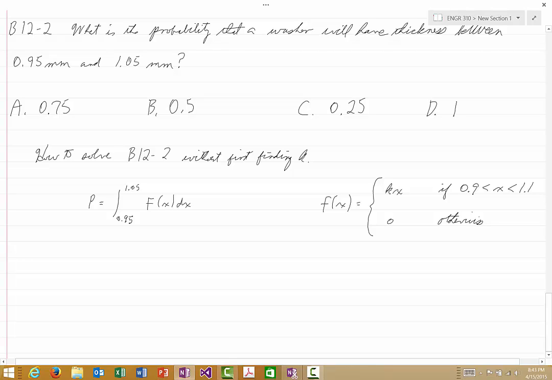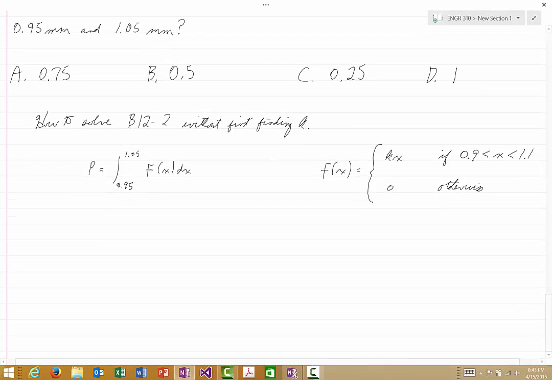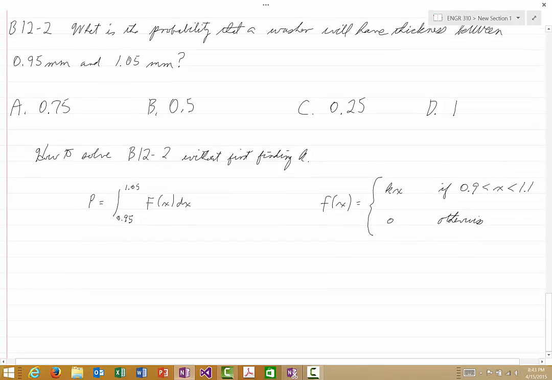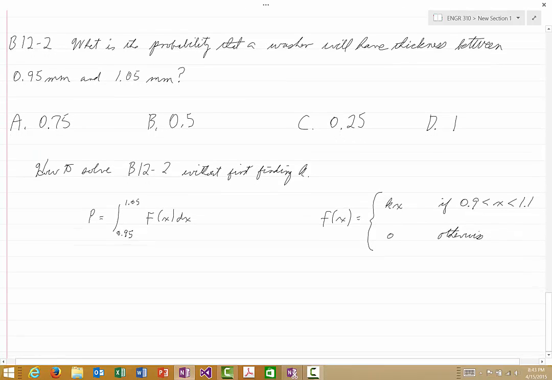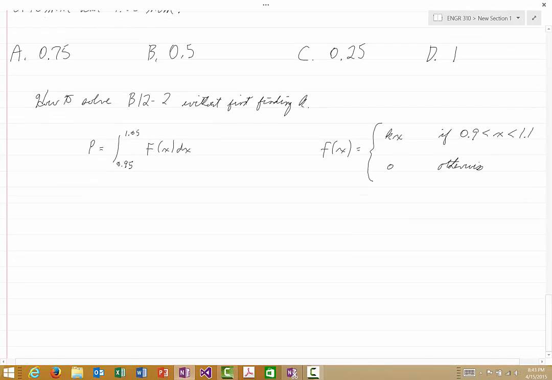And of course, it looks like our difficulty here is that we have that unknown value K. Like I say, you have to assume now that we haven't done problem 12-1. We're just trying to solve 12-2 directly without first finding K. So how are we going to do this? If f of x has K in it, and we need to integrate f of x in order to find P, then how are we going to solve this problem?